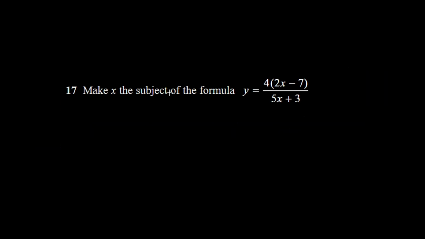In this question, we've simply got to make x the subject of the formula. And if you notice, we've got two occurrences of x. So we've got to cross multiply, multiply out, and then gather the x's together. Let's have a go at it.